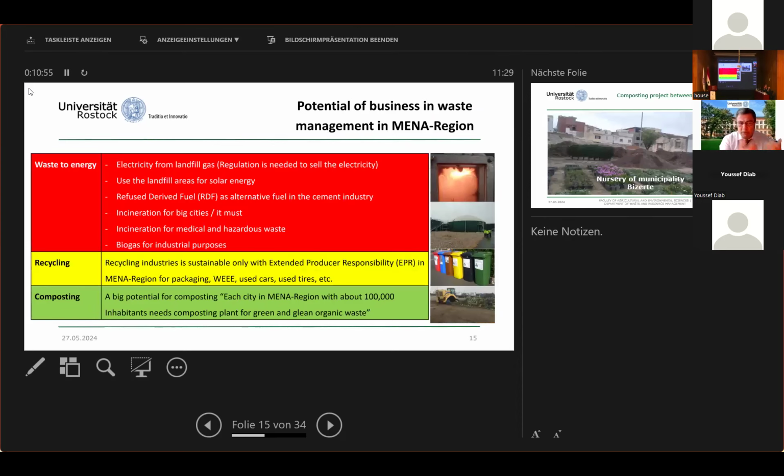Why? We will support the private sector. We will support the government. We plan to create jobs. Some ideas about business and waste management: waste to energy. We have the landfills. Why not use the landfills to produce energy? That's easy. Or use the landfill areas for solar energy. Why not? If we look at Germany, in Europe.